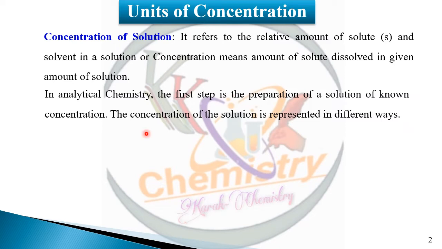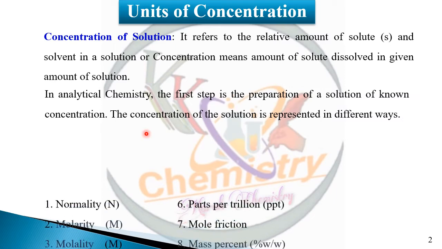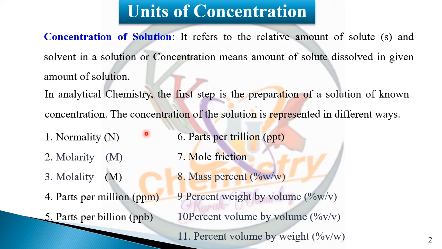So we have different ways to prepare a solution of different concentration, or you can say we have different units that are used to quantify a particular analyte in a given sample. So the units are normality, molarity, molality, parts per million, parts per billion, parts per trillion, mole fraction, mass fraction, percent weight by volume, percent volume by volume, percent volume by weight. We will be discussing each and every unit of concentration in detail.